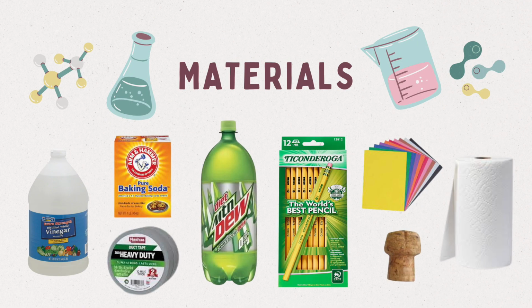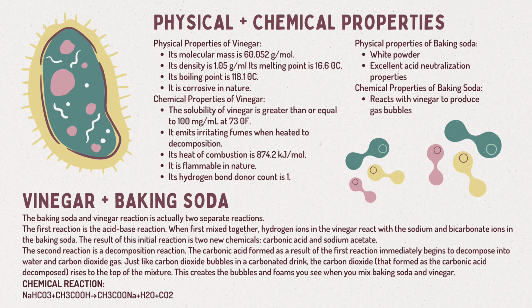The materials we used for this project were vinegar, baking soda, duct tape, 2 empty 2-liter soda bottles, number 2 pencils, construction paper, a cork, and paper towels. Here are the physical and chemical properties of vinegar and baking soda. The baking soda and vinegar reaction is actually 2 separate reactions. The first reaction is an acid-base reaction. When first mixed, the hydrogen ions in the vinegar react with the sodium and bicarbonate ions in the baking soda. The result of this initial reaction is 2 new chemicals, carbonic acid and sodium acetate.